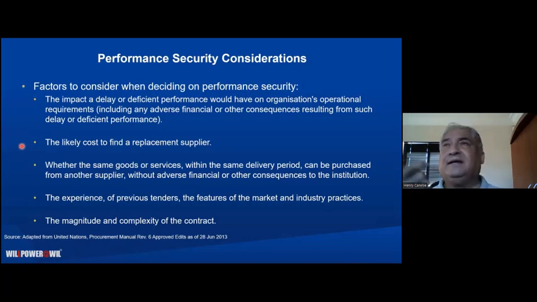By the way, I had 2 slides earlier which I kind of skipped over. One of the things is if these particular products or services are readily available, then you most probably won't have a performance guarantee. So the likely cost would be considered in terms of getting a performance security in place, and whether you can get the goods or services from another place quite easily.